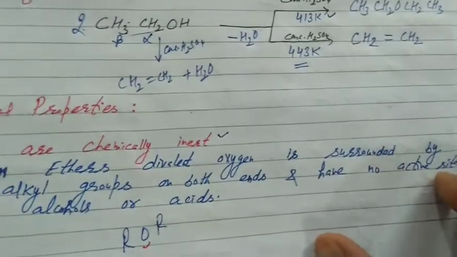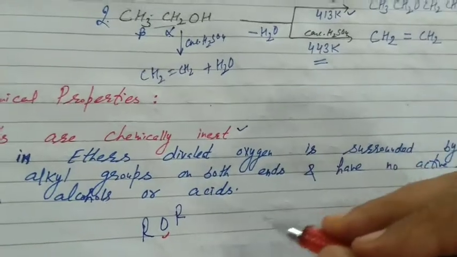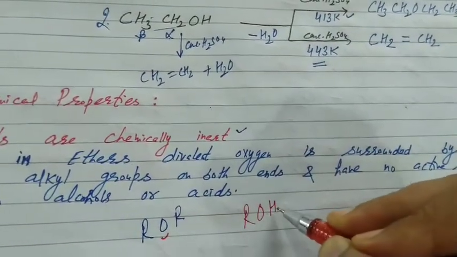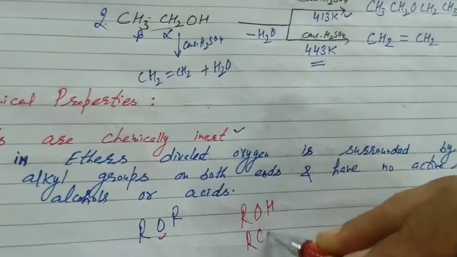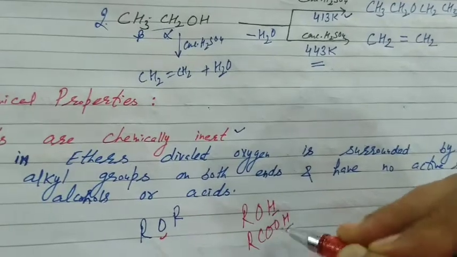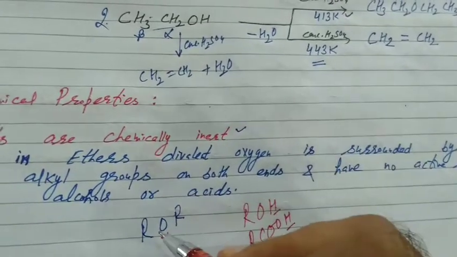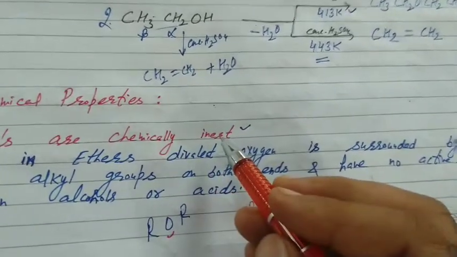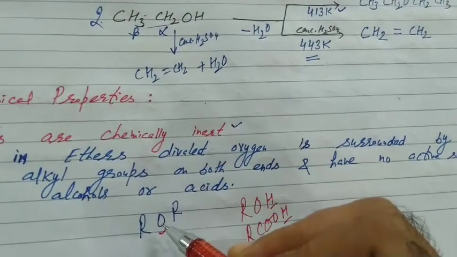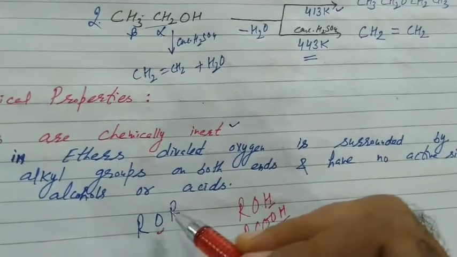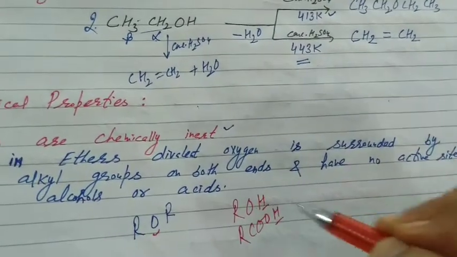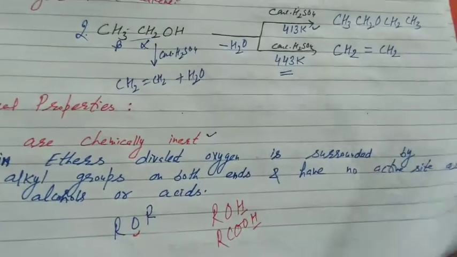There is no active site as in alcohols or acids. What is alcohol? ROH. Electron-active oxygen is linked with H. Acid, RCOOH. Again electron-active oxygen is linked with H. Hence they are reactive. While ethers are inert, unreactive, least reactive, because in ethers divalent oxygen is surrounded by alkyl groups on both sides and has no active site as in alcohols or acids.